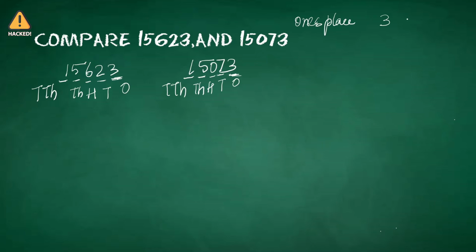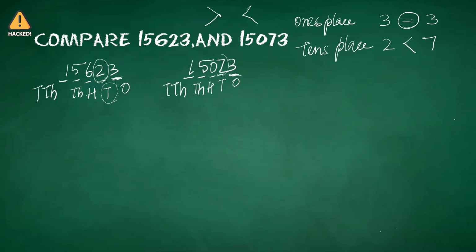So nothing is greater than anything. So I have put an equal sign because both are equal. Neither one is greater and neither one is smaller. So next is the tens place. When coming to the tens place, here in 15,623 it is 2, and here in 15,073 it is 7. So the tens place of 15,073 is much more than that of 15,623.